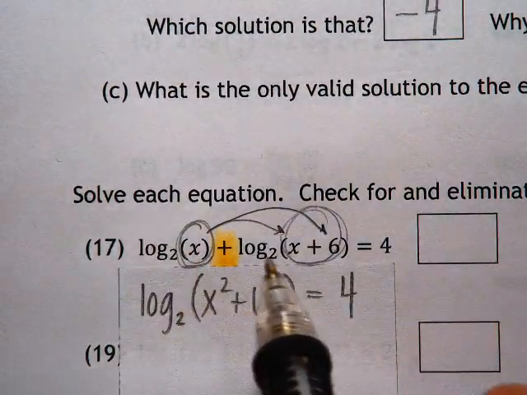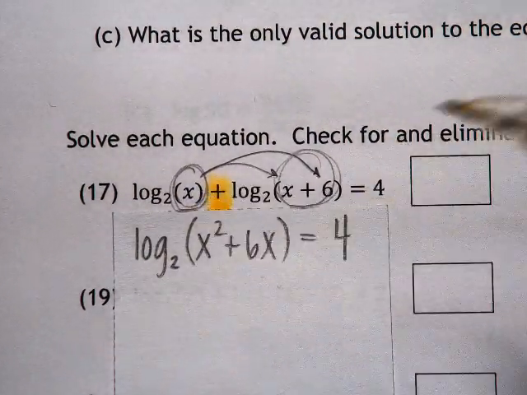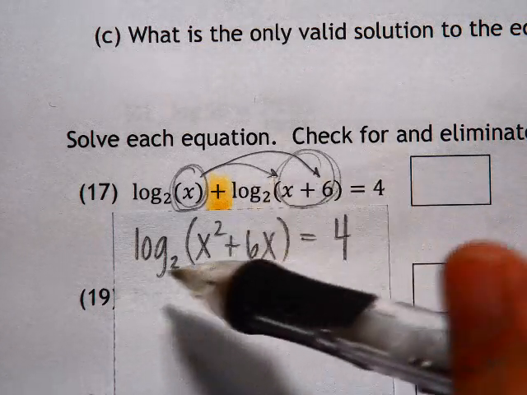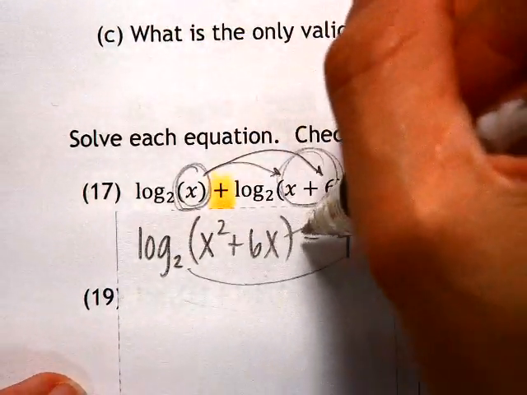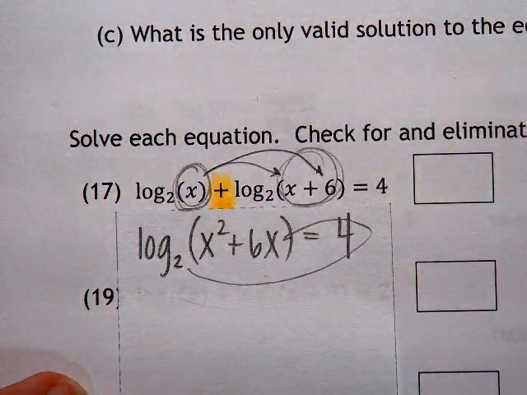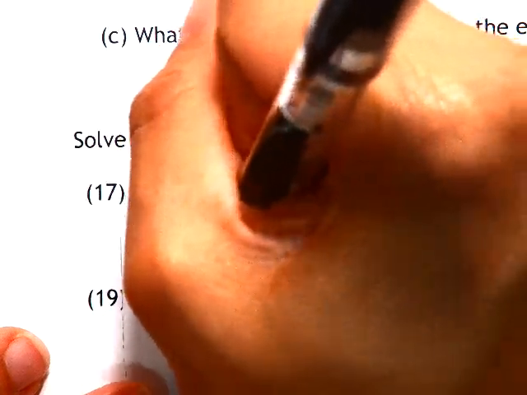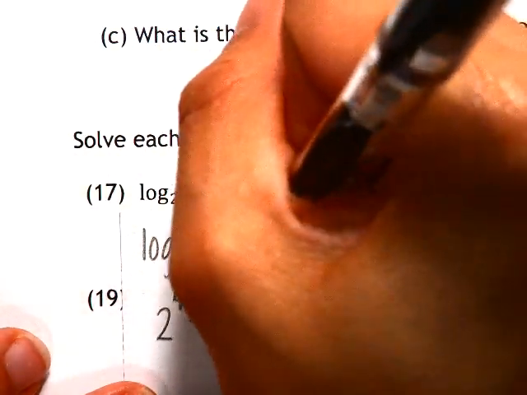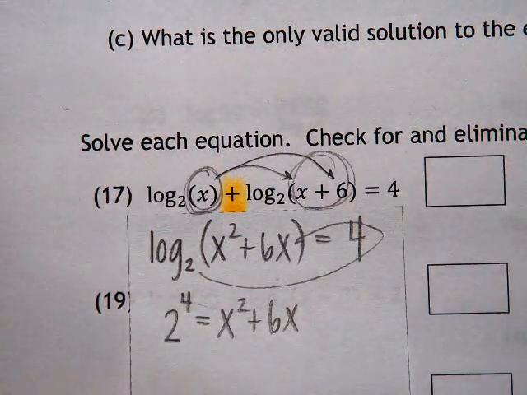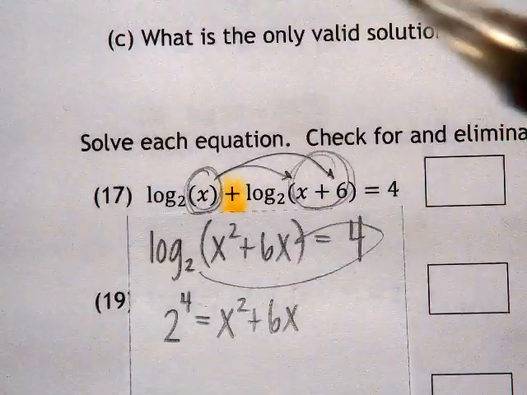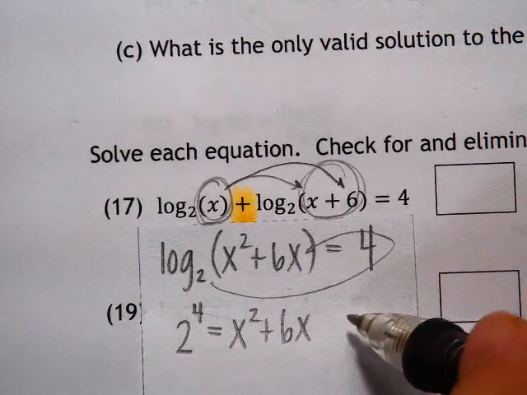I'll condense this problem down now into one single log. By condensing it into one single log, now I can rewrite it exponentially. Because once I have a single log, it's a lot easier to see that exponential form take shape. And if we write it in exponential form, we'll start with a base of 2 to the power of 4, which is equal to x squared plus 6x. Just like we saw in number 16, this has all the trappings of a potential trinomial. I have an x squared and an x. I just need that third number.